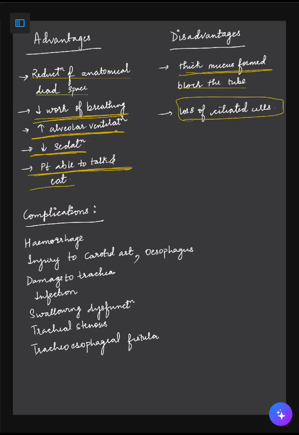What are the complications because of this? Hemorrhage, injury to the carotid artery or esophagus, damage to trachea, infection may spread, swallowing dysfunction may happen, tracheal stenosis may take place and tracheoesophageal fistula may occur.